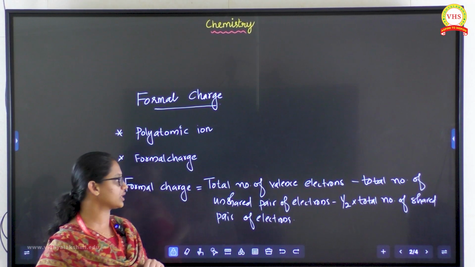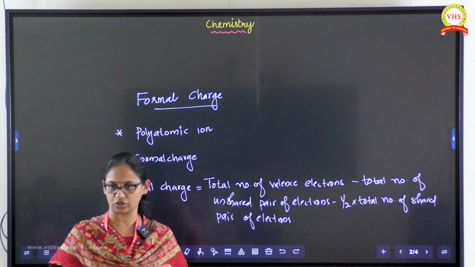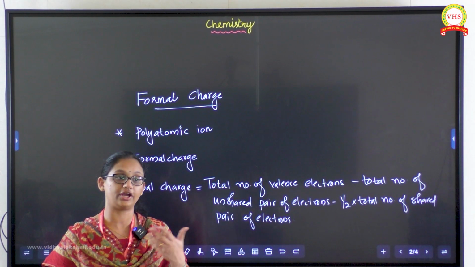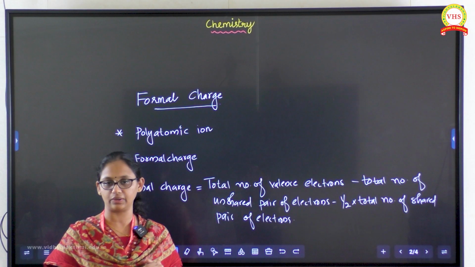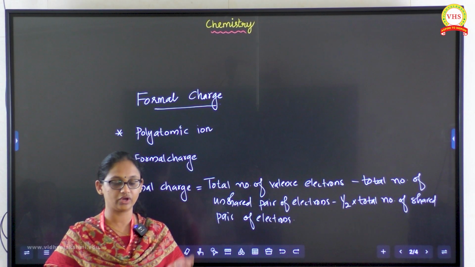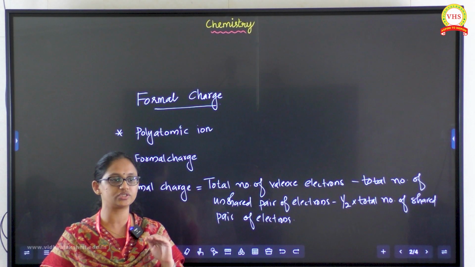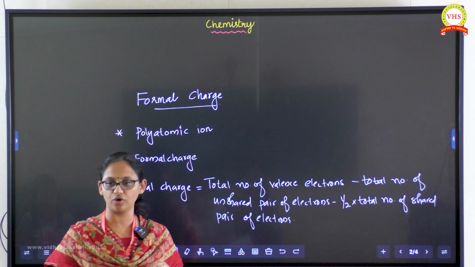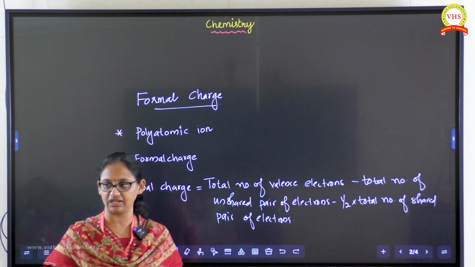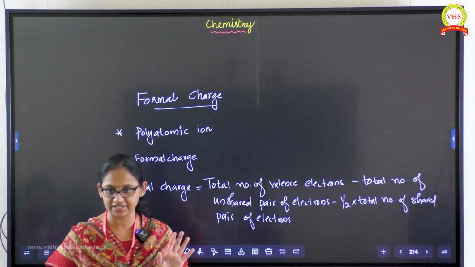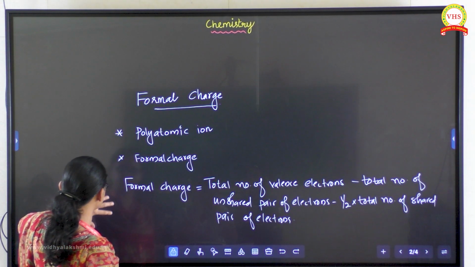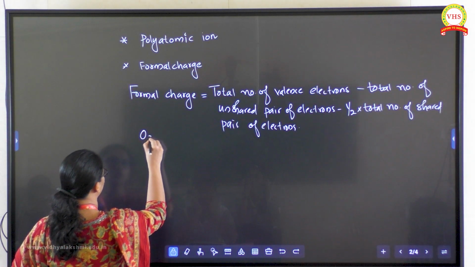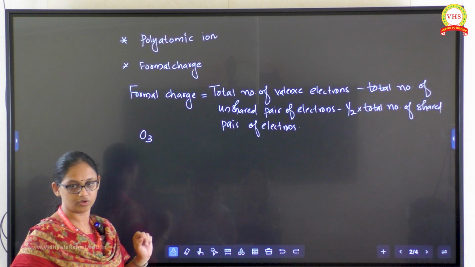Then how do we find the number of valence electrons, unshared electrons and shared electrons? In order to calculate formal charge, we have to know the Lewis dot structure. From the Lewis structure, we can calculate the formal charge of individual atoms present in a polyatomic compound. So one example we can discuss is the ozone molecule. What is the formula of ozone? O3.